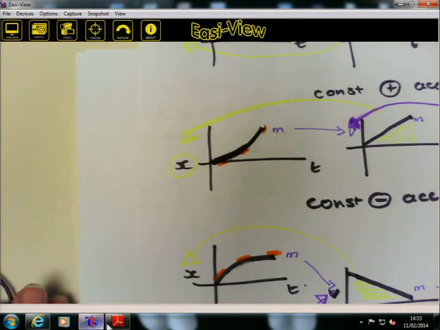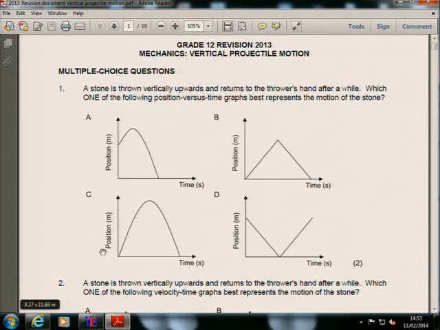Okay, so let's go back to the question and see if you can answer it. Right, we can take the position from leaving the thrower's hand because it comes back to the thrower's hand again. So it comes back to the same position. Now, can you see what I've already said to you? We know our graph must have a curve. So you immediately know it cannot be B and it cannot be D. So now our choice is A or C.